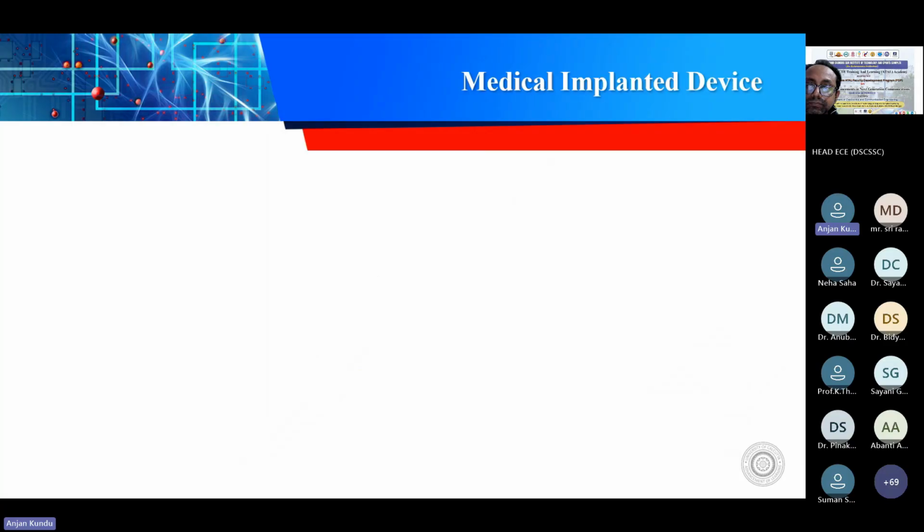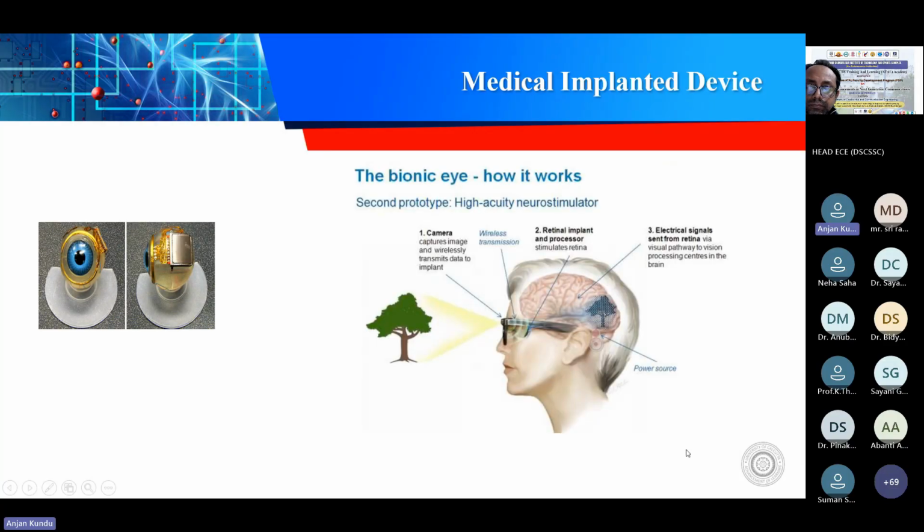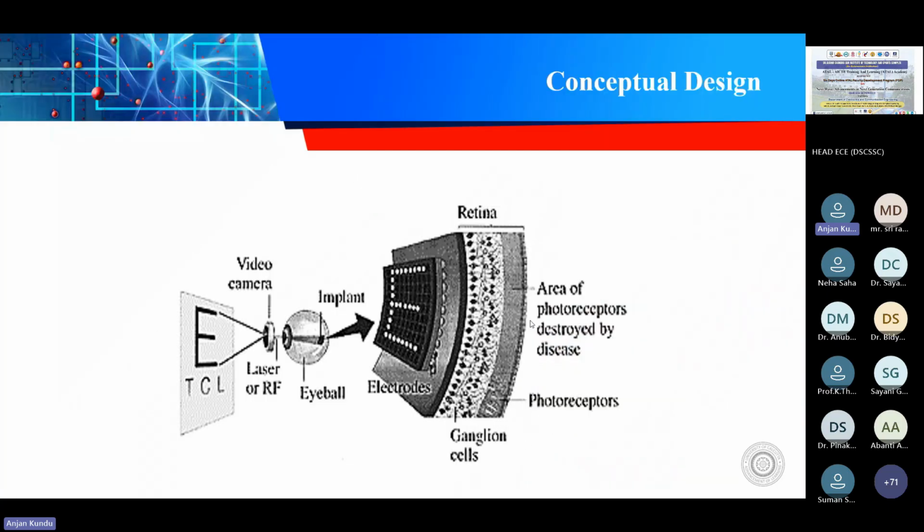This is the first prototype picture. This is the actual thing. So what will be done? The patient has to wear spectacles. There will be a camera in front of the spectacles. The camera will capture the image. There will be a neurotransmitter at your retina. At your retina means, I think it is in my next slide.